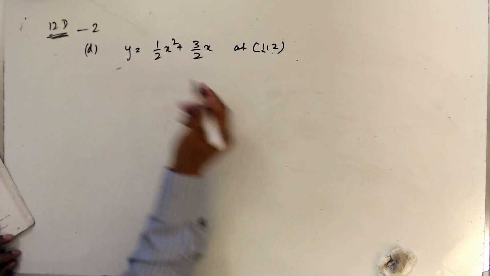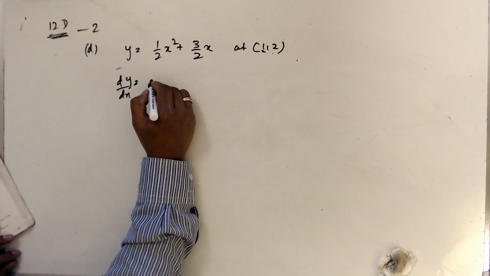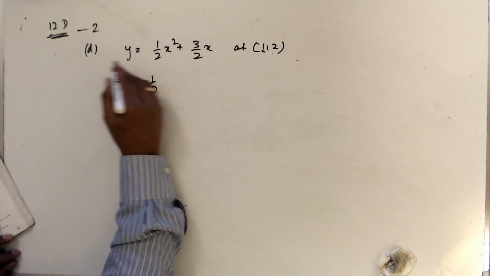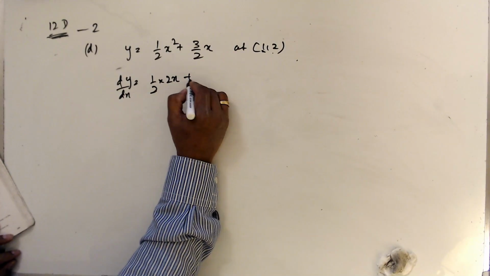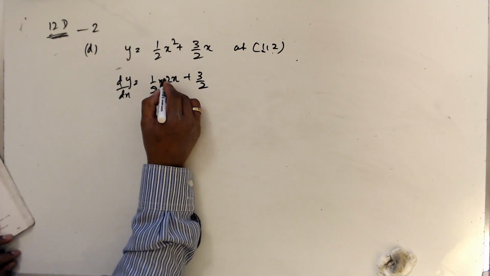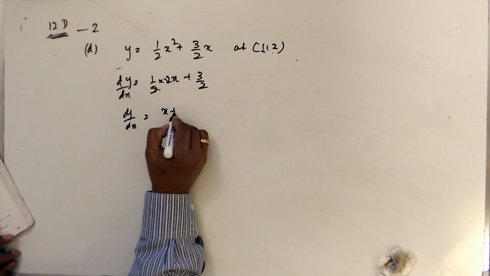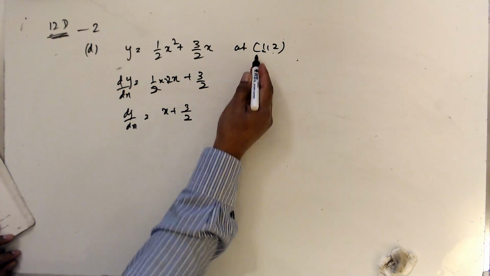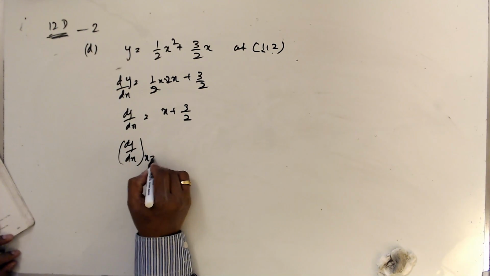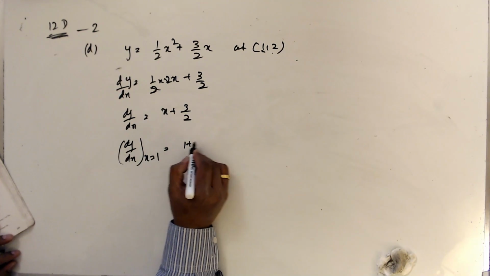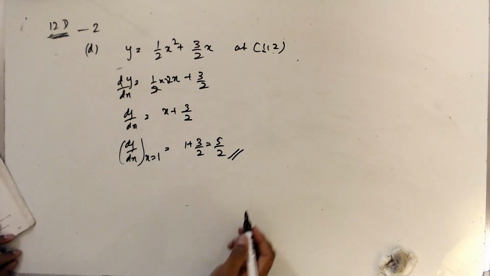So this is going to be dy over dx is half, we keep the constant separately, and then 2x plus 3 over 2. The 2 and 2 cancel out. dy over dx is x plus 3 over 2. Now I need dy over dx at x equals 1. So this is 1 plus 3 over 2. This is 5 over 2.